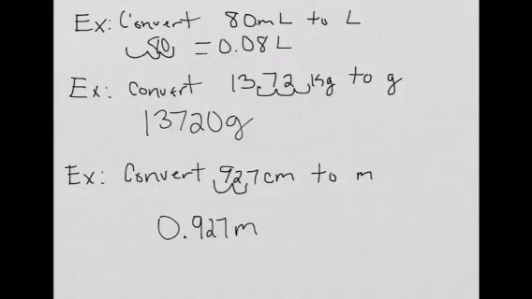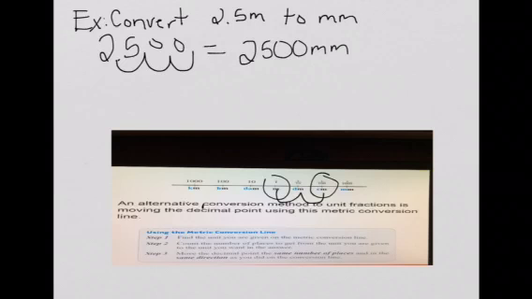And so again, you want to learn this conversion line. Okay, so you want to learn this conversion line and learn the order of the prefixes, because that's what determines which way we move and how many places we move. So again, if you have questions on that, just let me know, okay, and we can look at it.